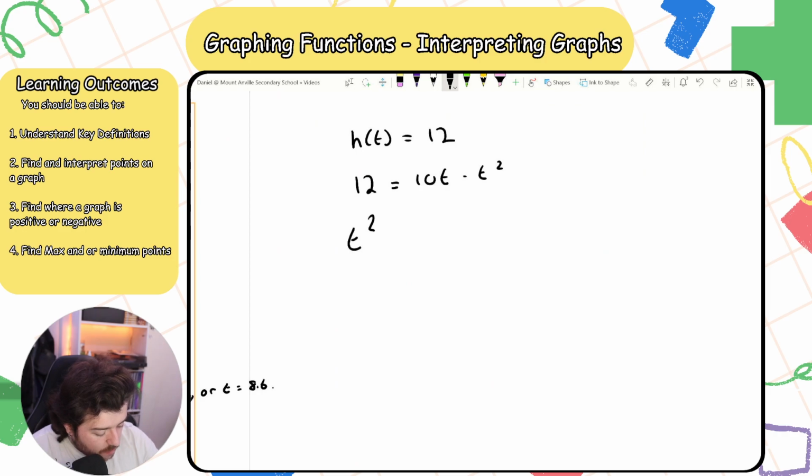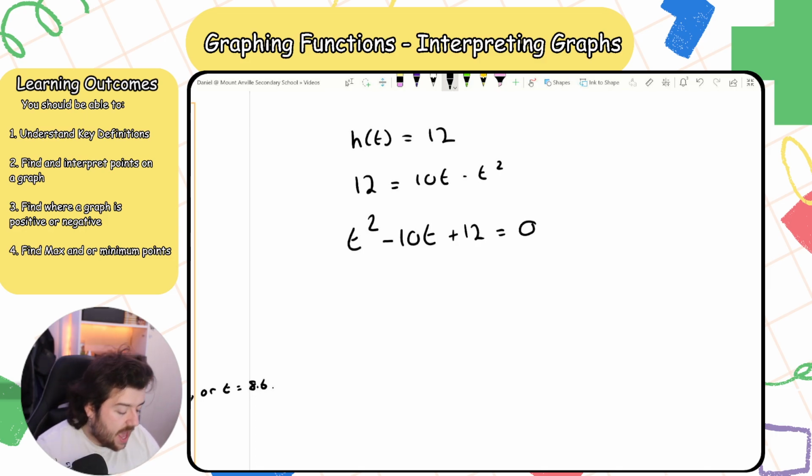So bring everything over to one side. t squared minus 10t plus 12 is equal to 0. I don't think I can solve this one via factorizing. So let me just double check this. If you put it into your minus b formula, or whatever you may have, I'm just using an online calculator because I'm being lazy.